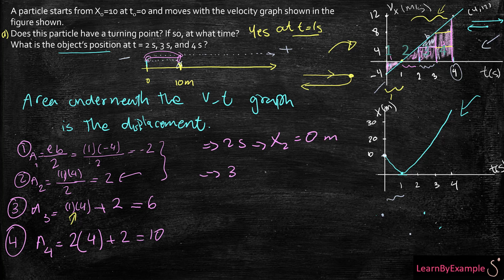Now for at 3 seconds, I'm going to have the area of the first one, the second one, and the third one added together. So it would just give me 6. Therefore, x3 would be at 6 meters. Now at 4 seconds, the question asking, it would be all of them added together. So it would be 10 plus 6 plus 2 minus 2. It would just be 16 meters. So x4 would be 16 meters.